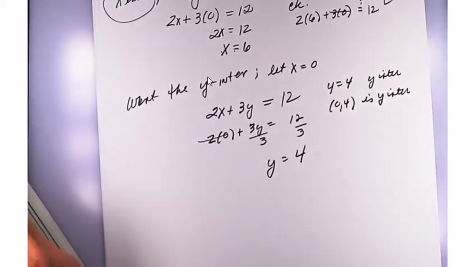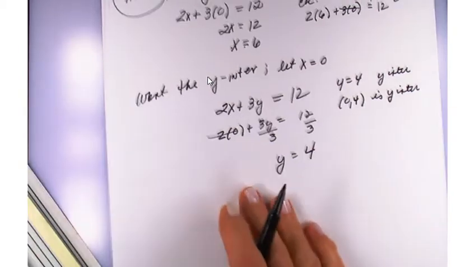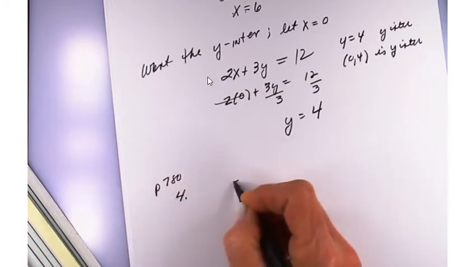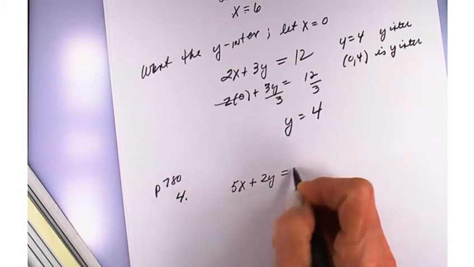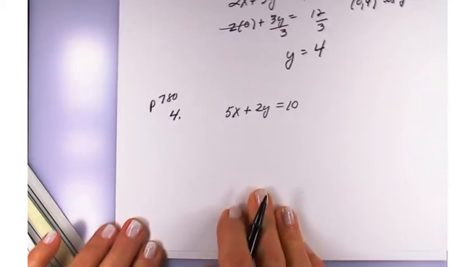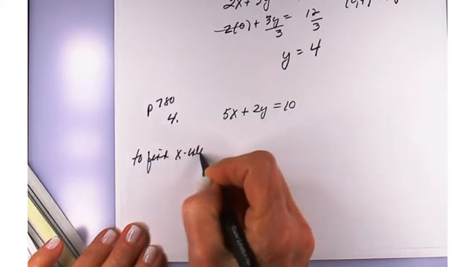So now let's look at, we're on 11.2 here, and it's impossible to see in the dark. Page 780, we're looking at number 4, and we have this equation here. And the question says, find the x and y-intercepts. Okay? So to find the x-intercept, you're going to let y equal 0.